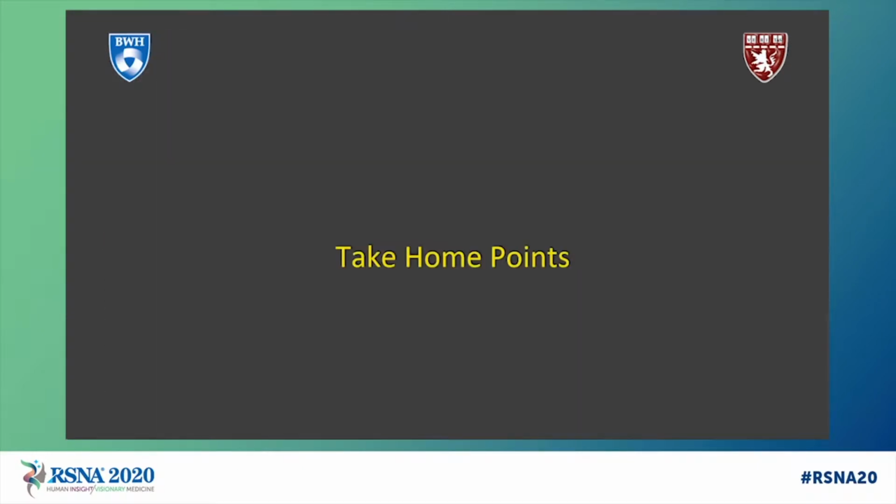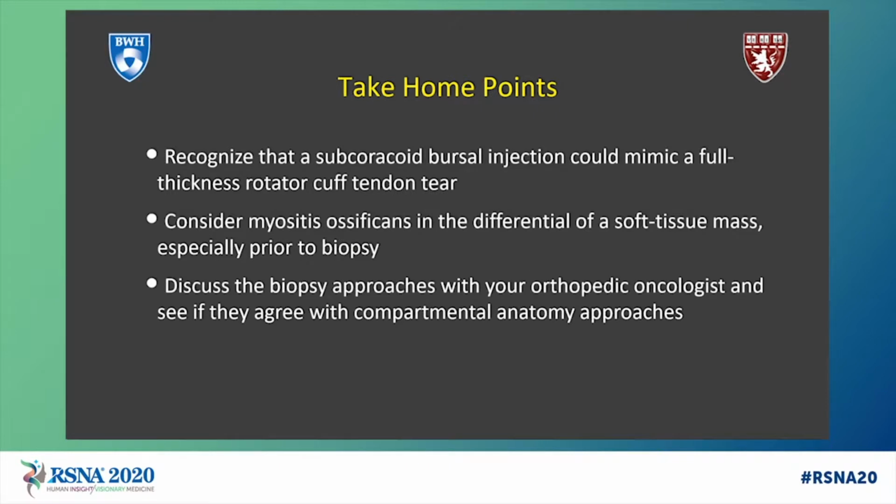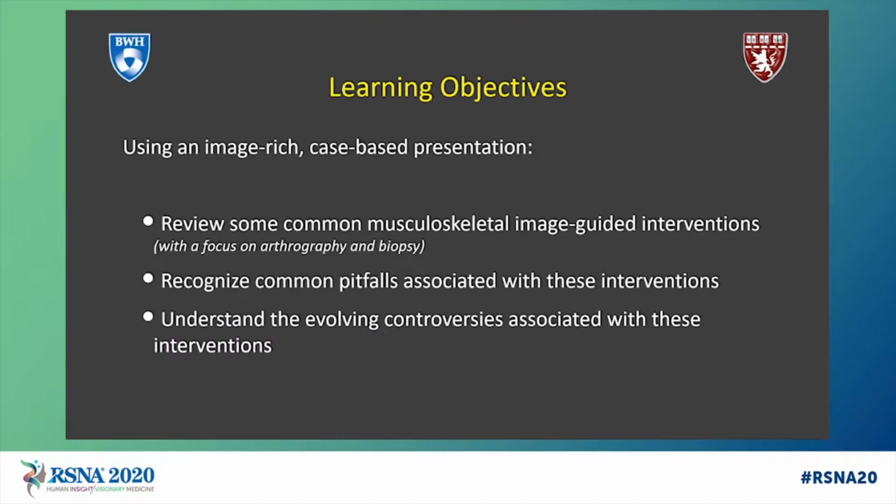So our take-home points for today. Recognize that subcoracoid bursal injection could mimic a full-thickness rotator cuff tendon tear, particularly with an anterior approach. Consider myositis ossificans in your differential with soft tissue mass, especially if it's aggressive in appearance, especially prior to biopsy. And make sure you discuss biopsy approaches with your orthopedic oncologist to see if they agree with compartmental anatomy approaches.